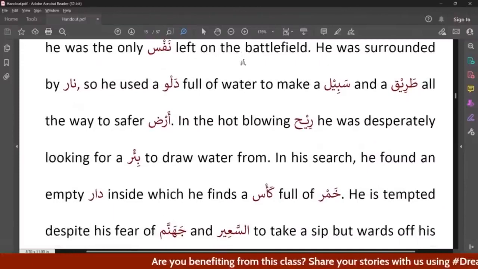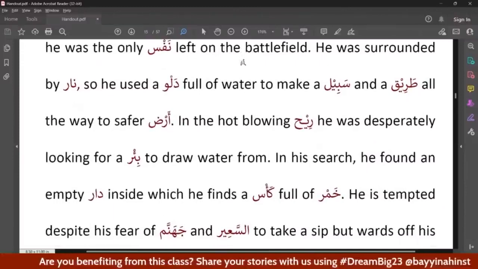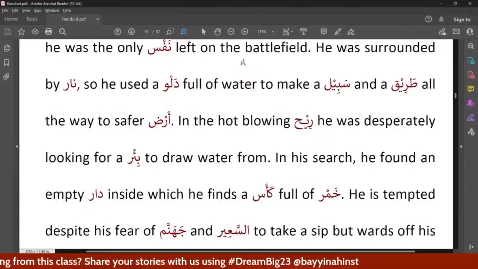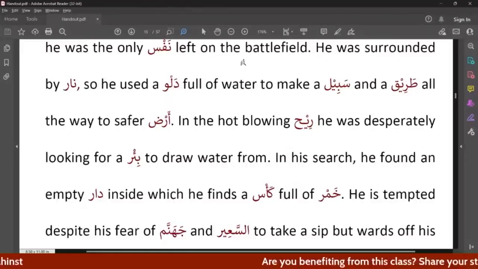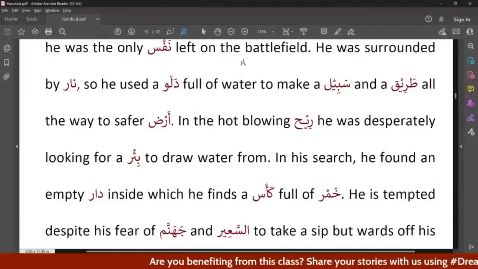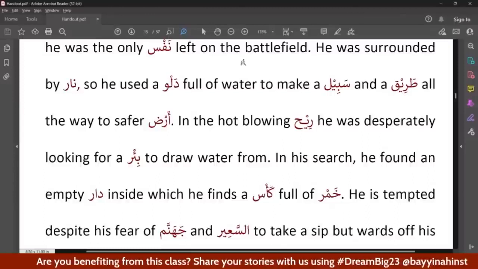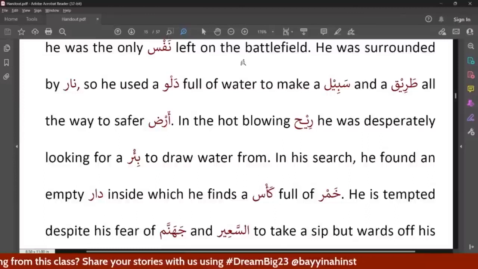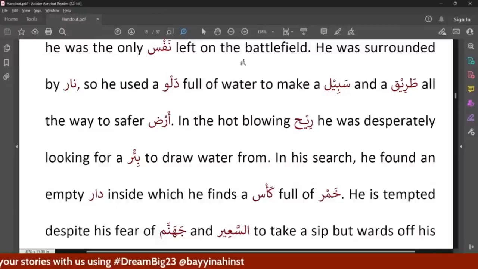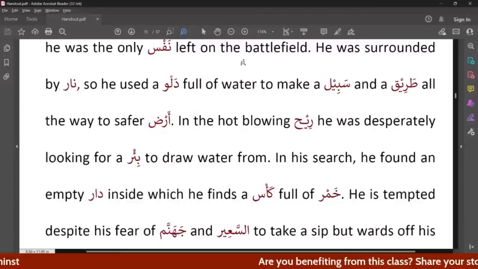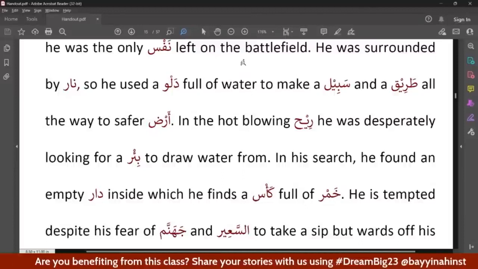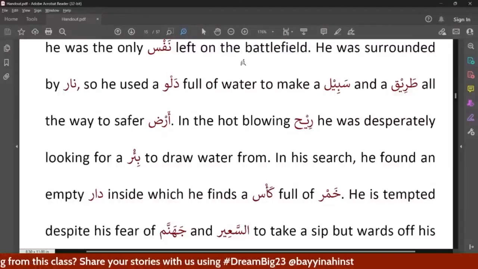Okay, a bucket. Full of water to make a sabil. What's a sabil? And a tariq. 2 words for path. Both of them are considered what? Feminine. Okay. All the way to safer ard, land. Okay, land. Ard is feminine. In the hot blowing rih, wind, he was desperately looking for a bi'r. A well, or as some of you call it, a well. A well to draw water from.